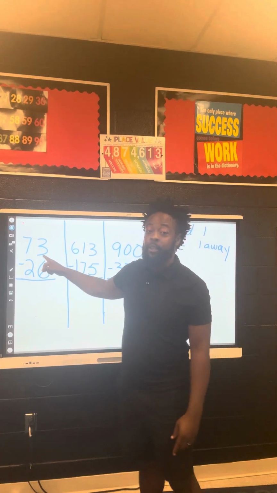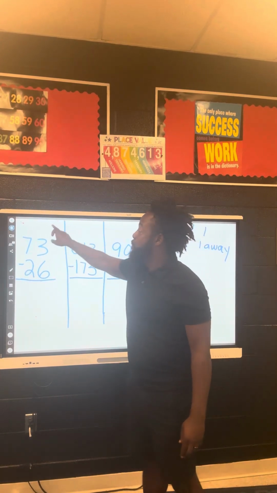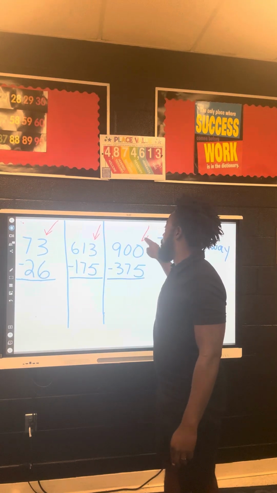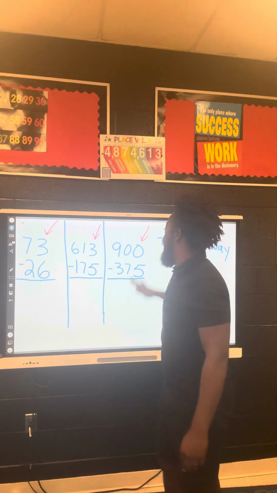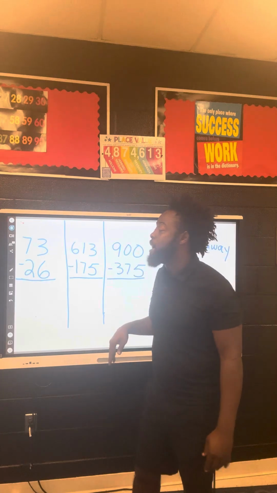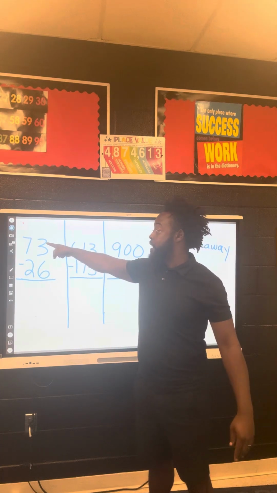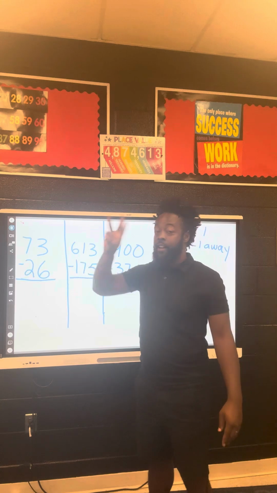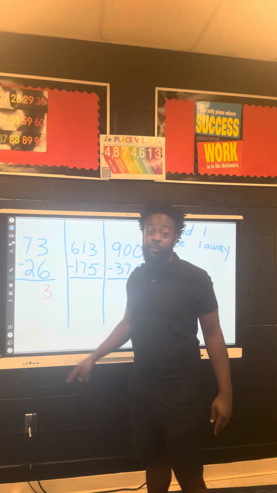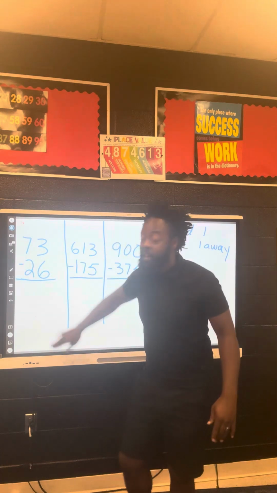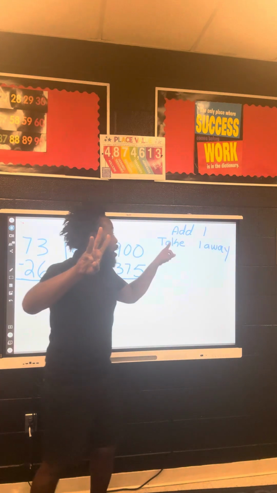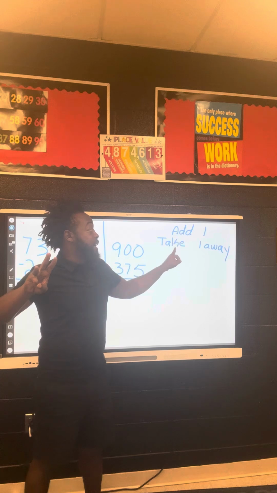So starting with this 73 minus 26, it's very important first that we always know to start from the right side. We start from the ones place whenever we're adding or subtracting, because just in case you need to borrow or regroup, you don't want to throw your numbers off. So what happens is this: we have 3 minus 6 first. I have 3, I have to take 6 away. Most people are going to automatically write a 3 right here, but that's incorrect, because if I have 3, I cannot take 6 away. So that brings us to our rule: add 1, take 1 away.